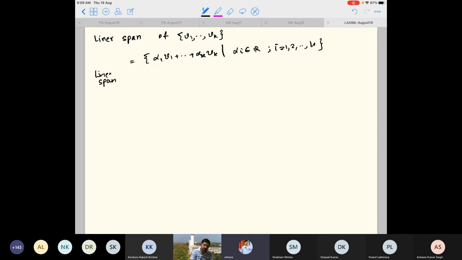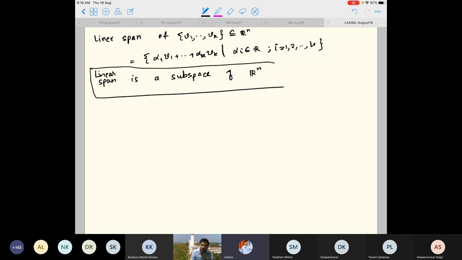Linear span is a subspace of Rm. So if you start with n vectors, and you choose k out of n vectors, then the linear span is a subspace of Rm, right? That is something very important to remember. This fact, that linear span is a subspace, is going to be one of the most important things, in fact the fundamental thing in this course.